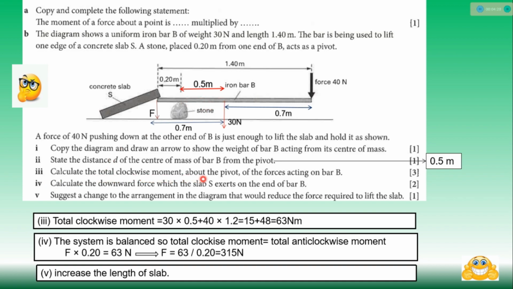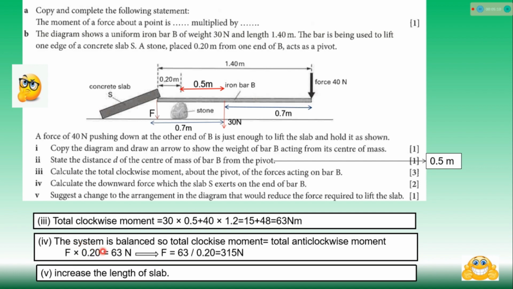Calculate the total clockwise moment about the pivot of the forces acting on bar B. The total clockwise moment is force multiplied by distance. The weight of 30 gives a clockwise moment: 30 multiplied by 0.5, the distance from the pivot. Similarly, the 40 Newton force also contributes a clockwise moment, and its distance from the pivot is 0.7 plus 0.5, which is 1.2. So 40 multiplied by 1.2. It is equal to 15 plus 48, which is 63 Newton meter.